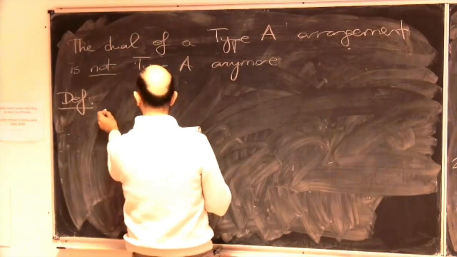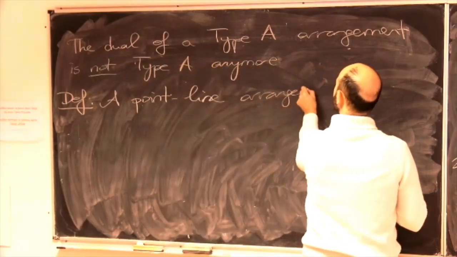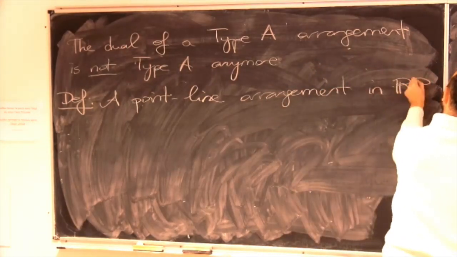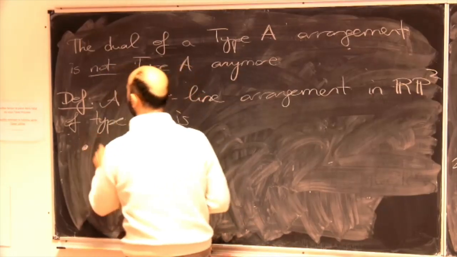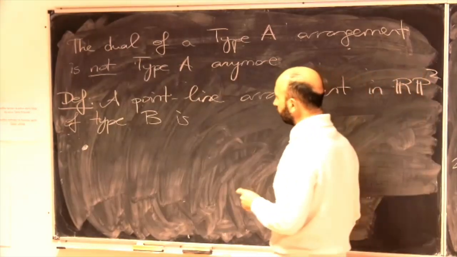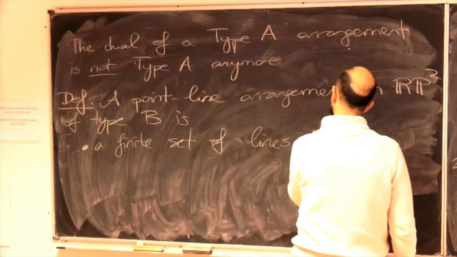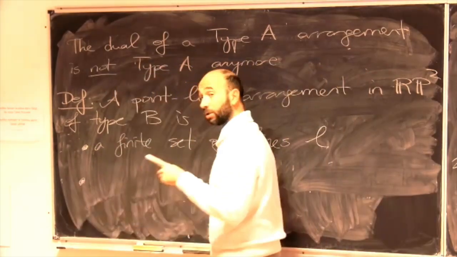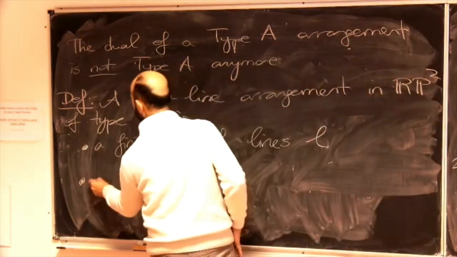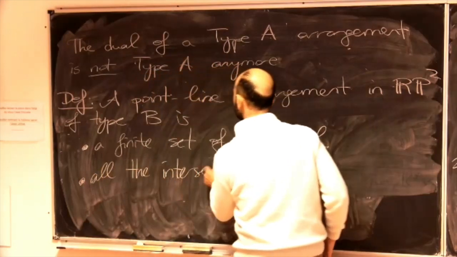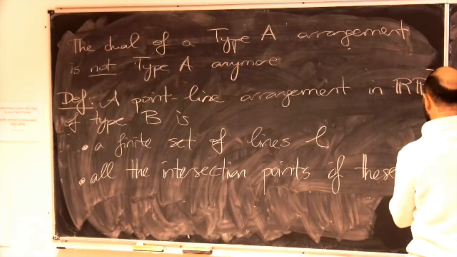So a point line arrangement in RP2 of type B is, well, I'll just write the dual of the definition. So a finite set of lines L. Now in type A we had to draw all the connecting lines, and here, as you might guess, we have to mark all the intersection points of these lines. So that's a type B arrangement.